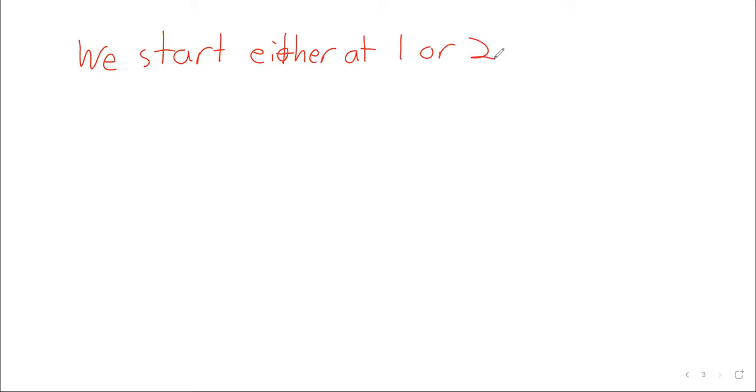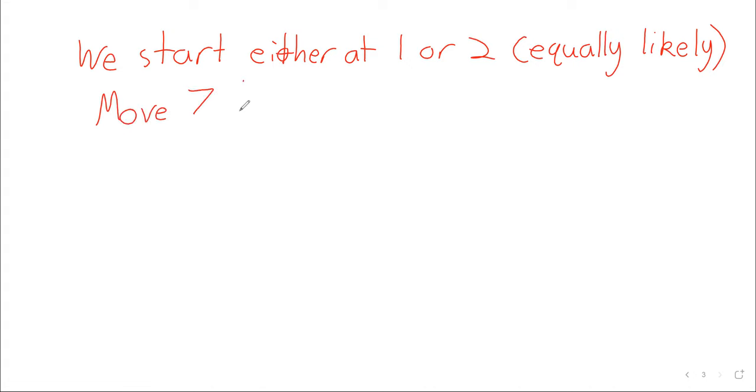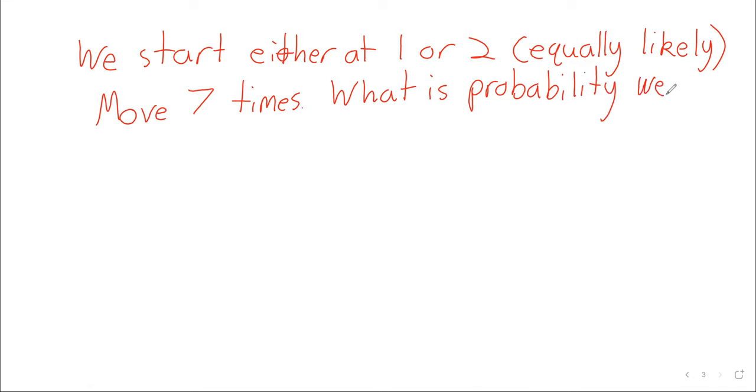And let's ask a question. We start either at 1 or 2, and we'll say we're equally likely to start at either of those places, and we move 7 times. What is the probability we end up at 5?